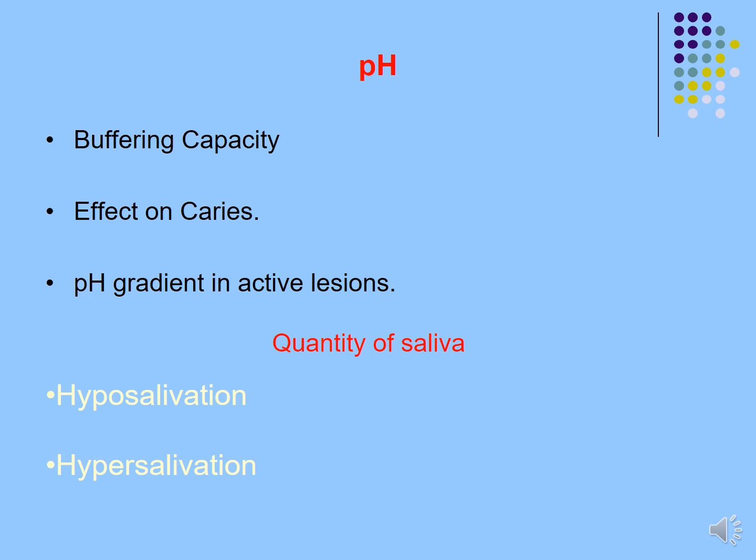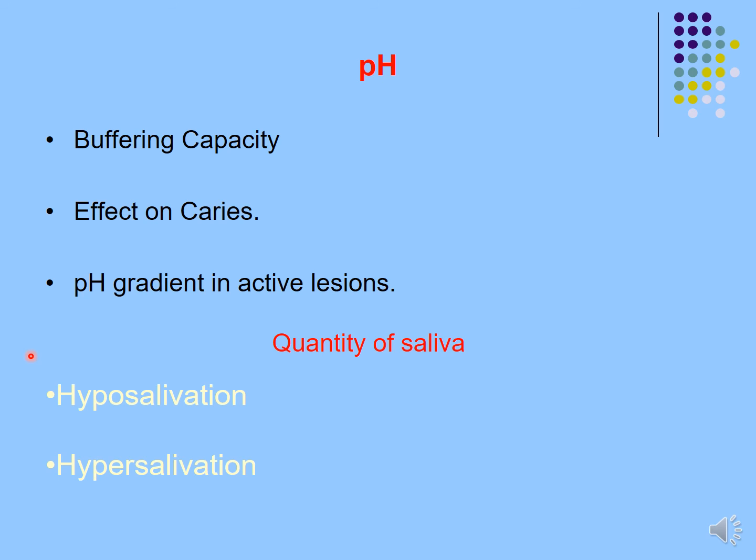Now, when we talk of saliva, the most important factor which is important in the concept of dental caries is its capacity of buffering. So when we say buffering capacity, it means the capacity of saliva to neutralize the acids. And this is happening because of its inorganic and organic components. All right, and the pH, right?